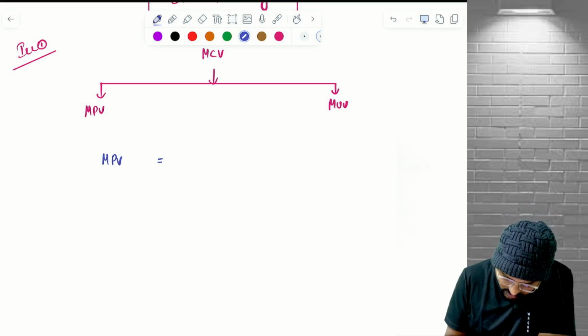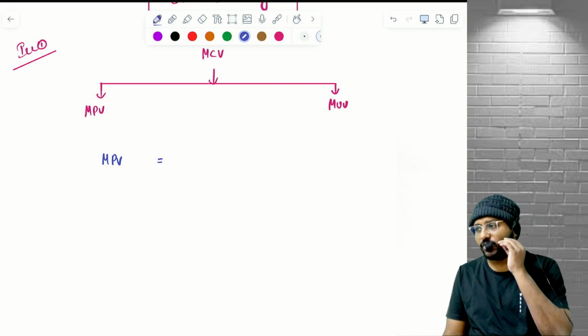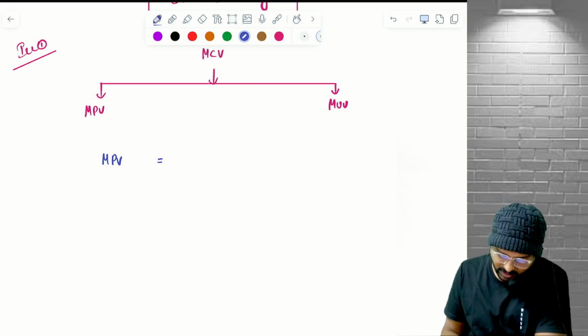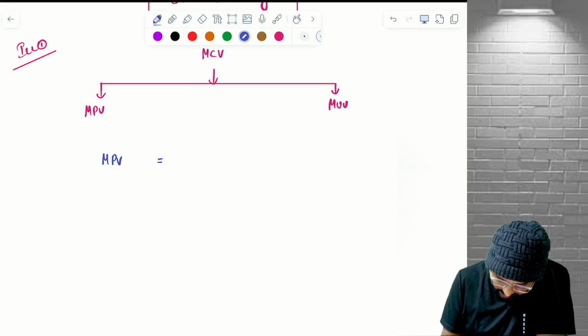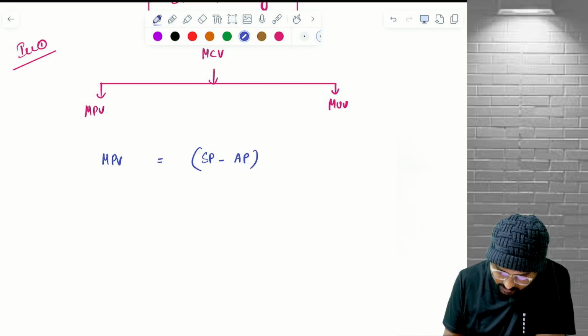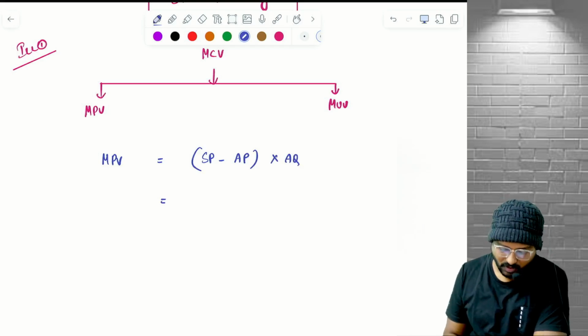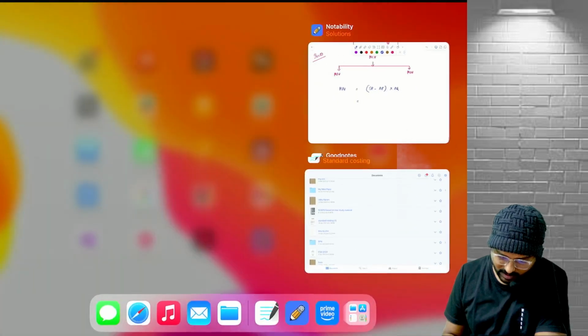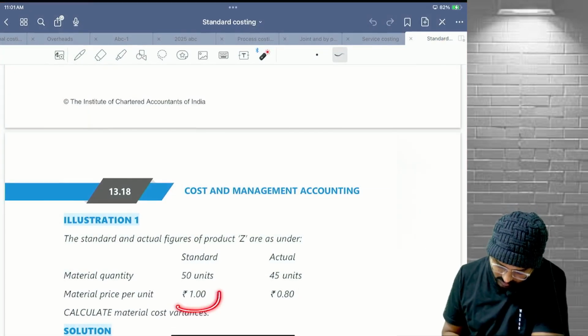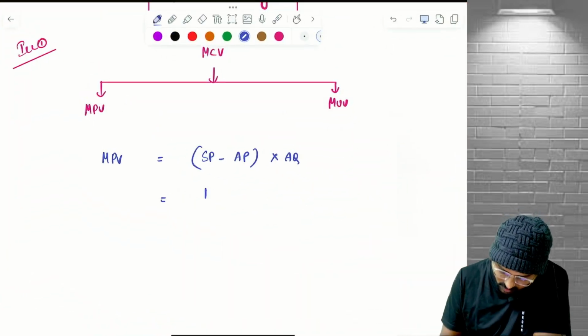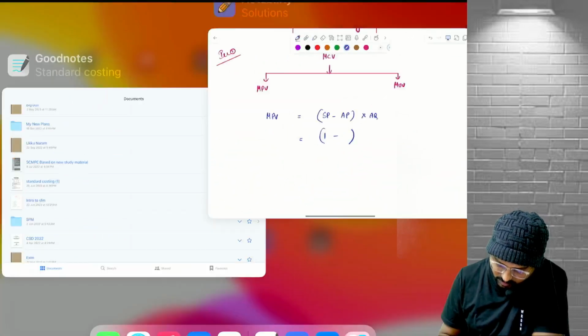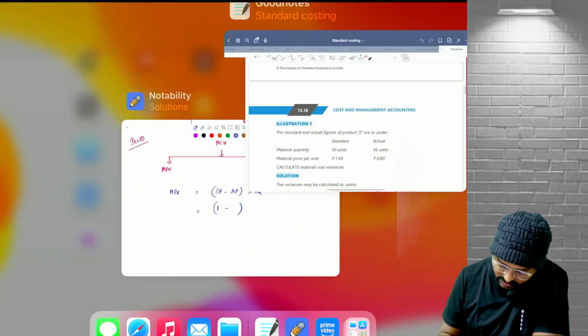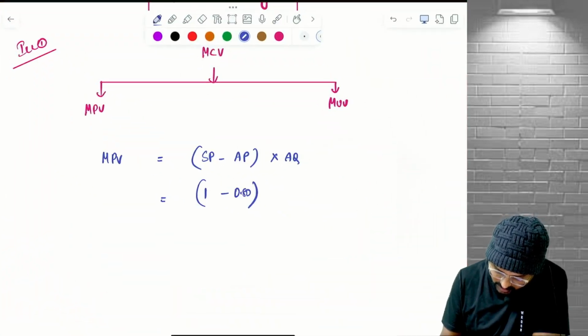Material price variance is equal to, what is the logic that I've told you? What will change? Price will change. What price and what price? Standard price and actual price. And what will remain constant? Actual quantity will remain constant. That is equal to. Now look at the question and tell me what is the standard price here? Standard price is 1. Yes. So 1 minus, what is the actual price in the question? 0.80. So write 0.80 into.